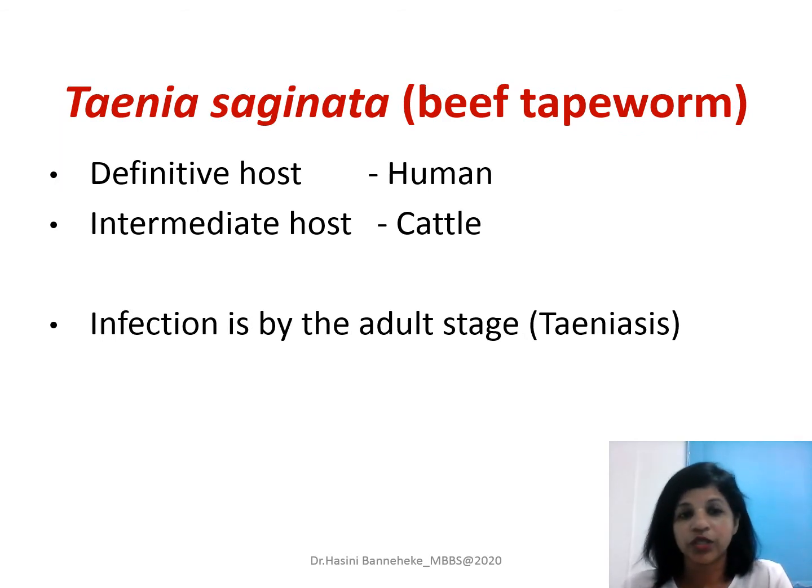So moving on to Taenia saginata. Taenia saginata is commonly called the beef tapeworm, and the definitive host is the human again. Man is the only definitive host harboring the adult stage of Taenia saginata, and the intermediate host is the cattle. And this particular cestode causes only taeniasis, that is by the adult stage of the parasite, because we don't become the intermediate host, as you can see in the slide.